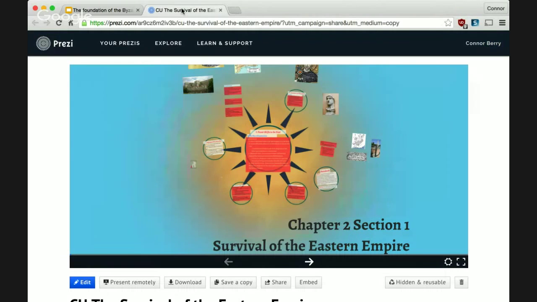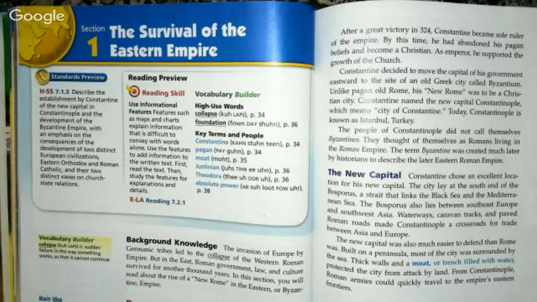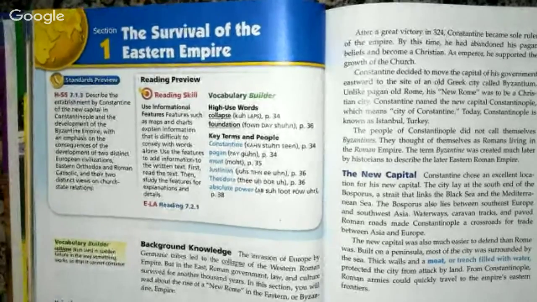Let's go over to this one. Chapter 2, Section 1, survival of the Eastern Empire. So in all areas, we're pretty much having the same information, the same big idea. Okay? So let's now go back to our book. So that's our big idea.